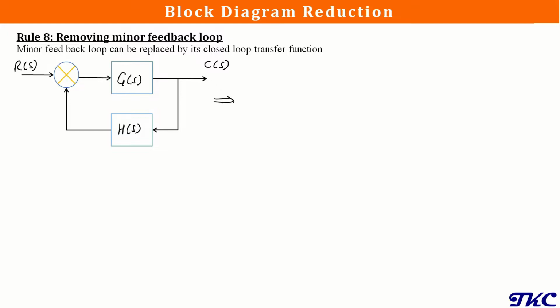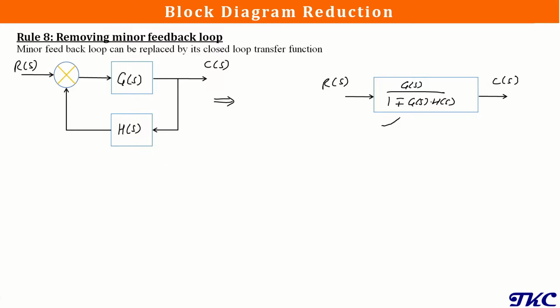So this is how a minor feedback loop will look like. Now we can replace this minor feedback loop using its closed loop transfer function, that is given by G of S upon 1 plus minus G of S into H of S, with the same input and output R of S and C of S. Now let's see how we can derive this closed loop transfer function from this minor feedback loop. For that we need to consider a few things here, like this feedback signal.